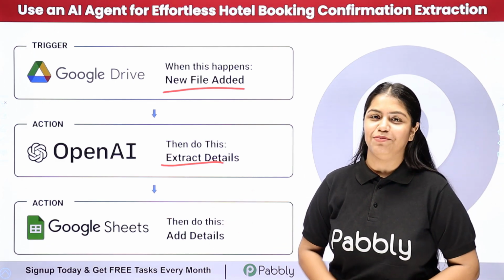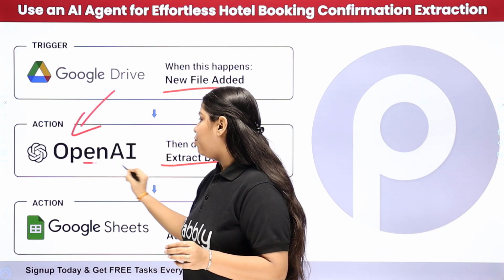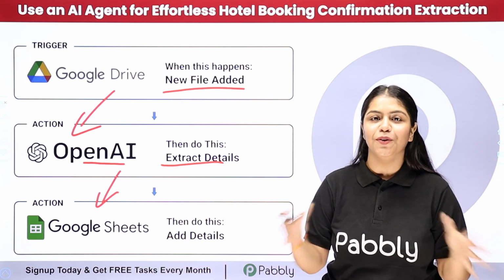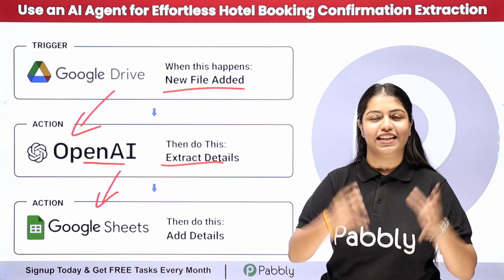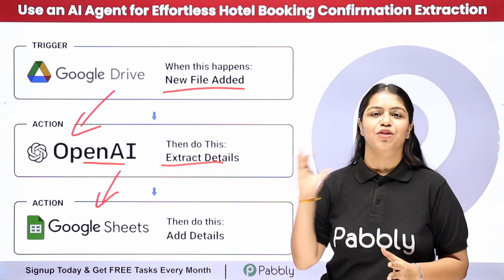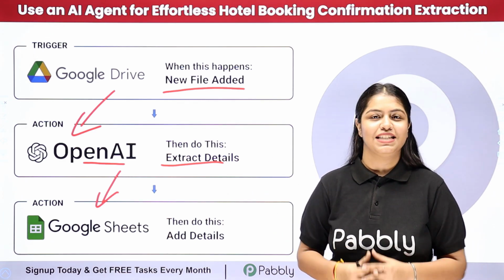So to do this, we are simply going to create a connection between Google Drive, my AI agent, which is OpenAI, and Google Sheets. And to create this connection without knowing any programming or coding language, we are going to use Pabbly Connect. It is an amazing automation software. So if you also want to create this amazing automation for your own business, then you have to come with me towards my screen.